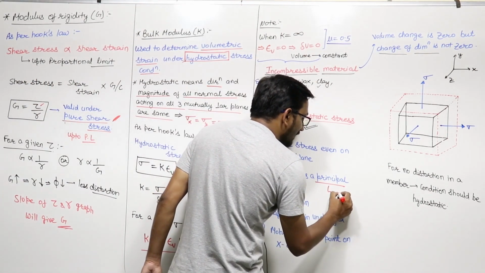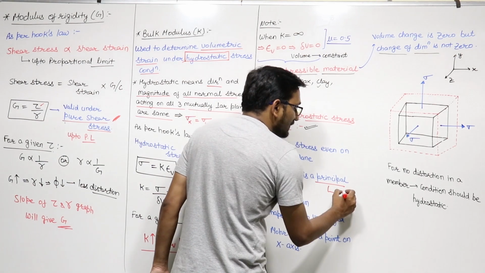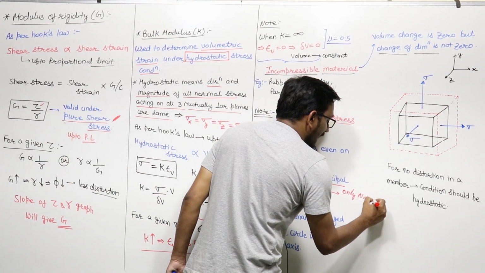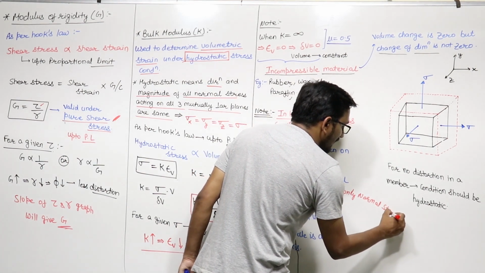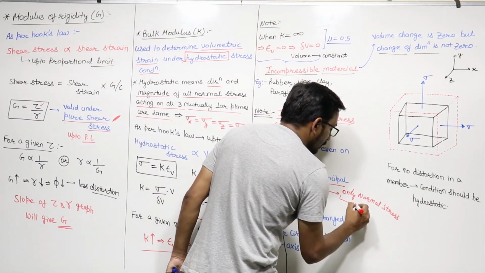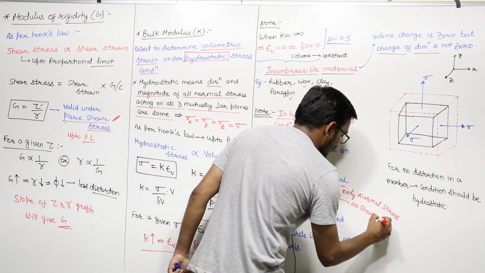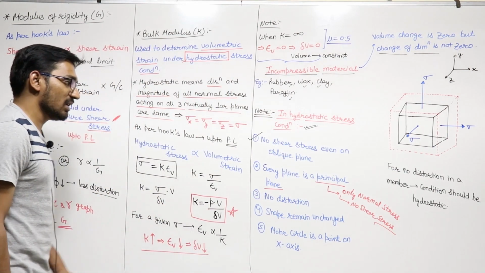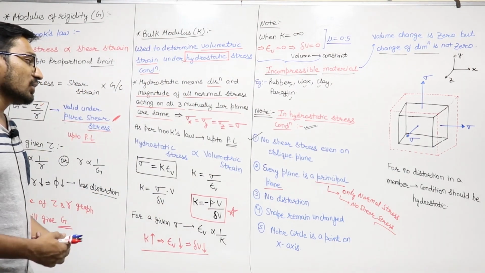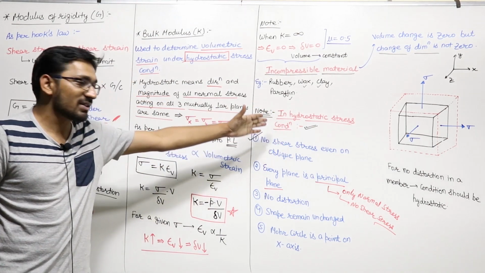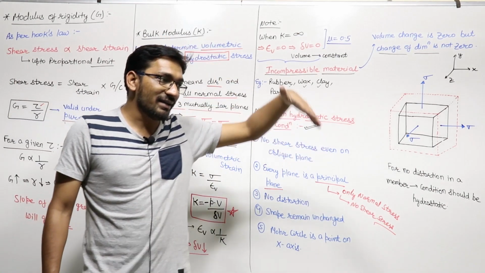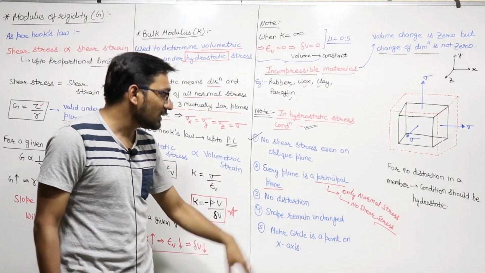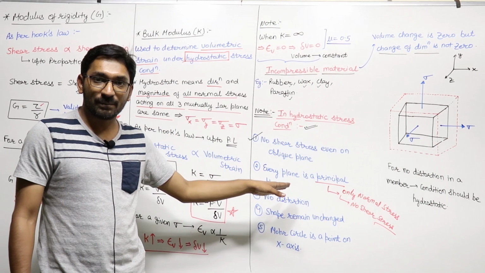Just remember that principal planes are those planes where only normal stress is acting. There is no shear stress. On a principal plane, there is no shear stress, only normal stress is acting. So, in the case of the hydrostatic stress condition, at a point in all the oblique planes, there is no shear stress. That means all the planes are principal planes.